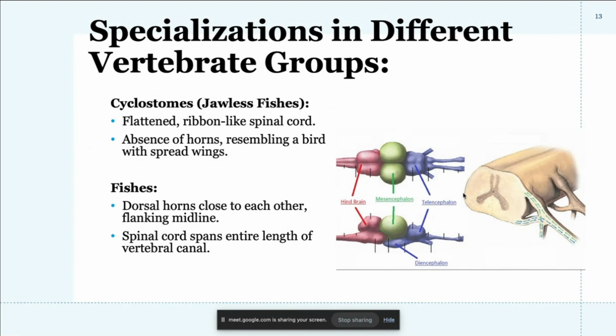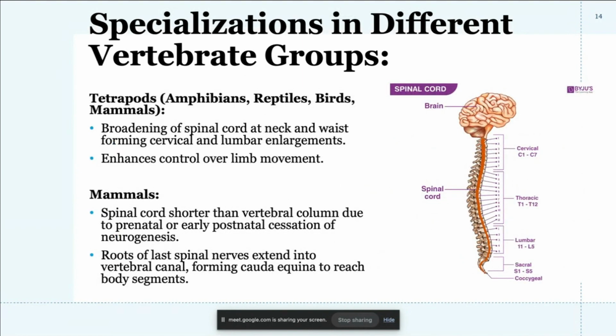Then the fishes have dorsal horns, which are very close together. This is basically what a fish's spinal cord would look like. They have these dorsal horns very close together, and their spinal cord goes through the entire length of the vertebral canal. As we know, the vertebral column contains the spinal cord and protects it. So in fishes, the spinal cord goes all the way through the vertebral column. Now, this is different to mammals.